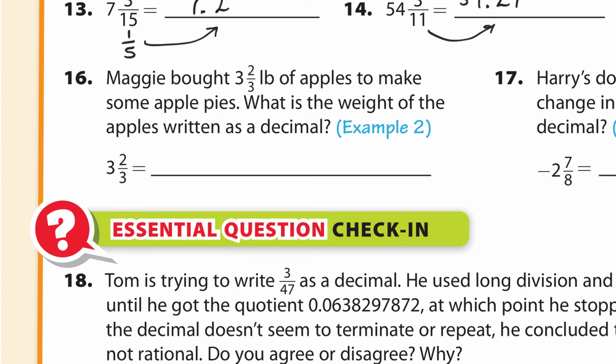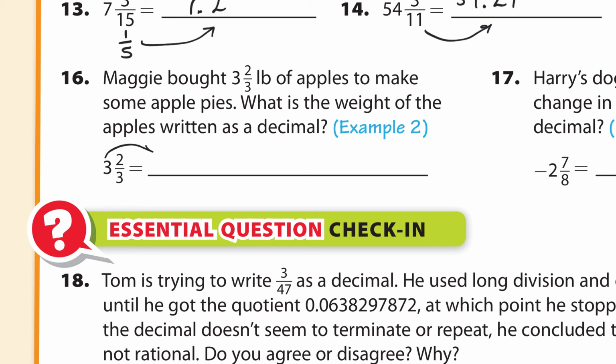Let's see. Maggie bought 3 2/3 pounds of apples to make some pies. What is the weight of the pies written as a decimal? Okay, we know that this is 3. And if you take 2 divided by 3, that's going to be 0.6 repeating. I just happen to remember that. It's a pretty popular one.